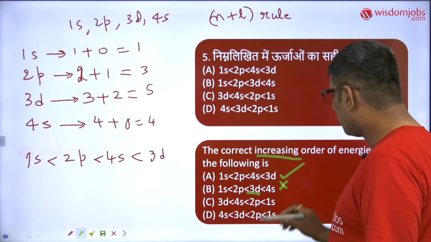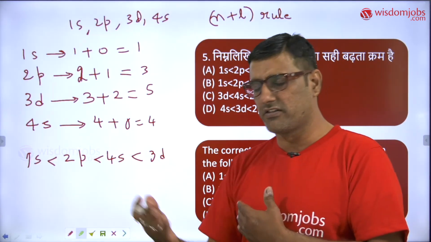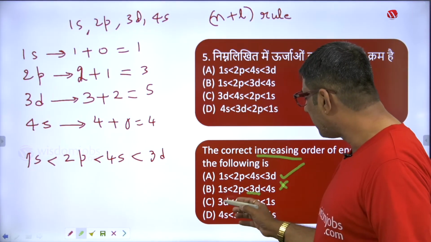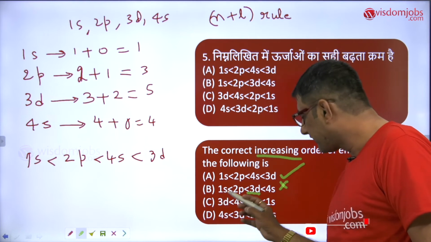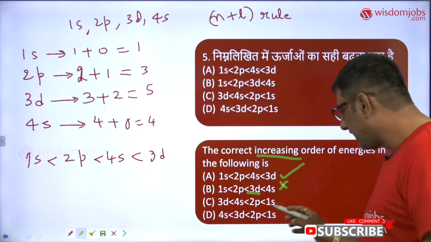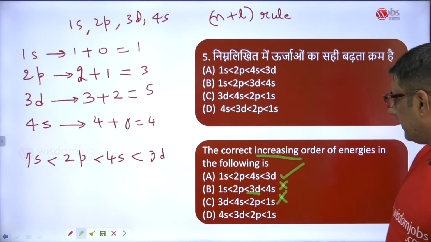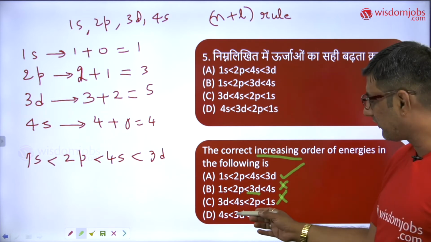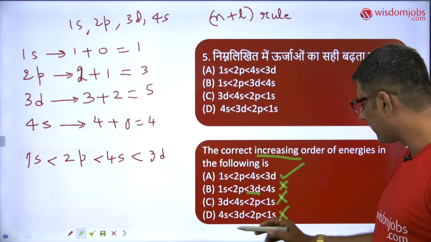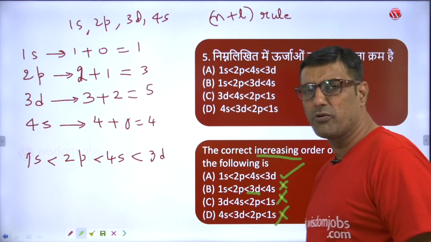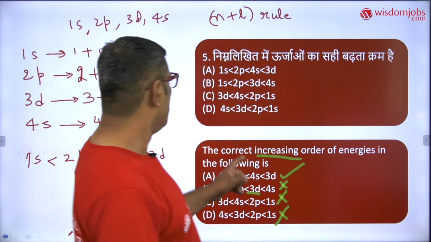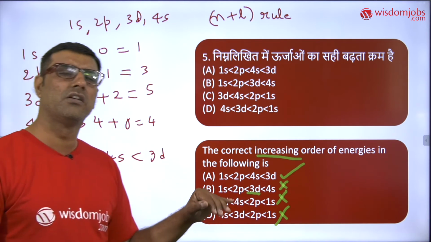So this is wrong. Next, here exactly the reverse. That means it is in the decreasing order. 3d has got highest. Next is 4s, so slowly it is decreasing. So C option is also wrong, and here there is no order at all. So D option is also a wrong option. So what would be the correct option here? A.